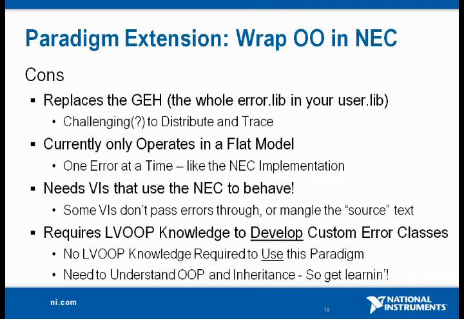Currently, it only operates in a flat model, one error at a time, just like the native error cluster implementation. It needs VIs that use the native error cluster to behave. I mentioned it earlier, some VIs don't pass errors through. Some of them mangle the source text. What you'll see is that we're embedding that object into the source text, and if there is a VI that screws around with that, then you're going to lose your object. It's going to be corrupt.